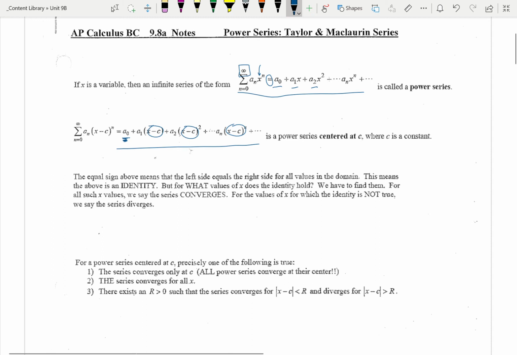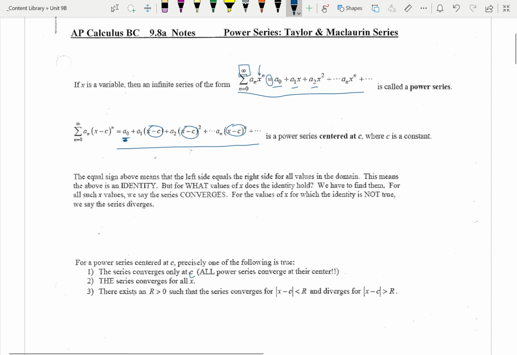Number 2 is kind of the most exciting scenario. The series converges for all values of x. That means it doesn't matter what value of x I pick, I'm going to get a convergent infinite series. And we'll see that from time to time. But the hardest example is scenario 3. That's when we have some sort of finite interval of values of x that the power series converges to. Now, that finite value is called r for the radius of convergence, and it's always centered around c.